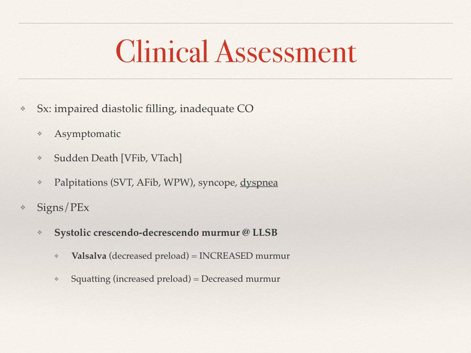On physical exam, the only sign classically associated with HCM is a systolic crescendo-decrescendo murmur heard at the left lower sternal border. And this is similar in quality to that of aortic stenosis, but it's going to differ in that the murmur will increase with the Valsalva maneuver due to the decreased preload, or the decreased blood flow returning to the heart. And it's going to become more faint with increased preload, such as elevating the legs or squatting.